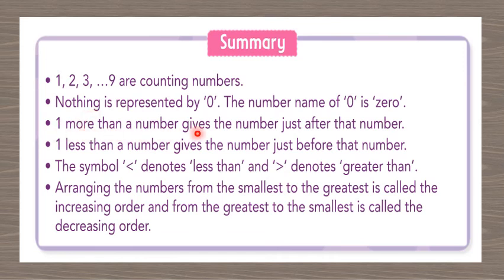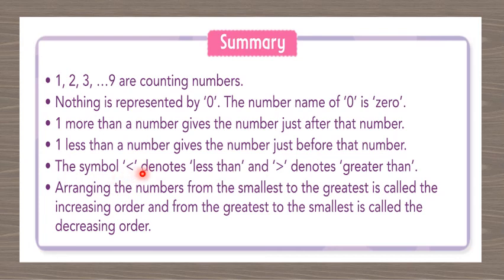1 more than a number gives the number just after that number. That means 1 more than a number means 3 plus 1 is 4, or 1 more than 3 is 4. So 1 more than a number gives the number just after that number. 1 less than a number gives the number just before that number. That means 1 less than 5 is 4. So 1 less than a number gives the number just before that number.